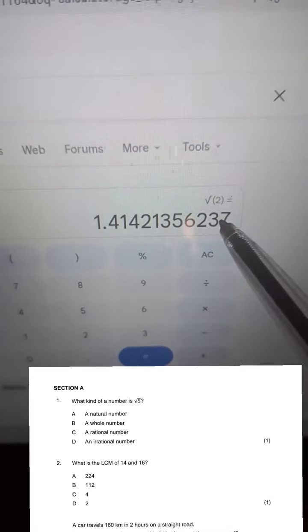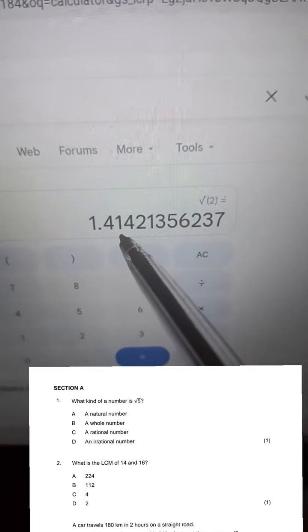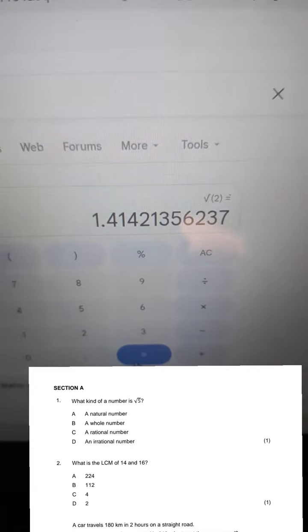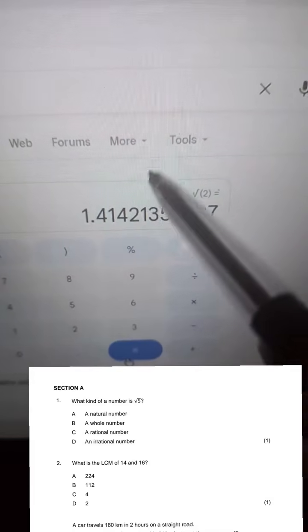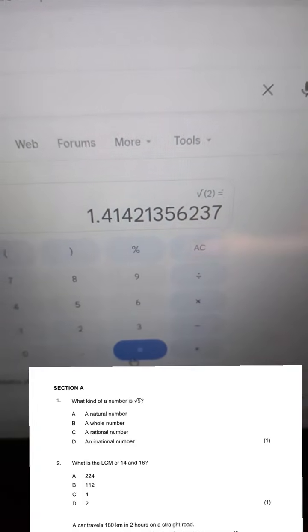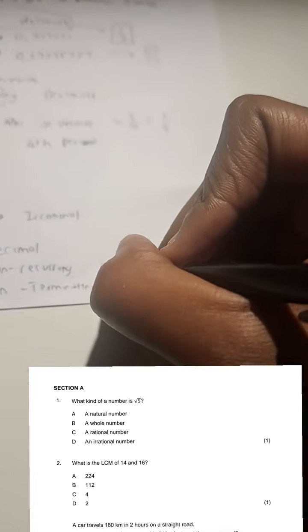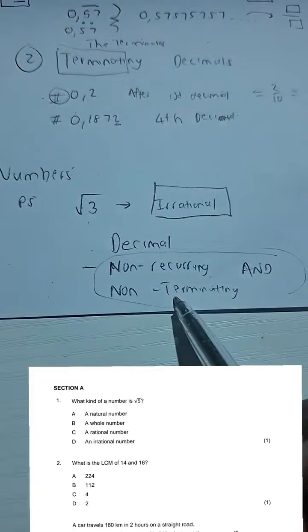Now, we say that this is a non-recurring decimal. Why do we say non-recurring? It's because there is no pattern of repetition. 4, 1, 4, 2, what a change. 1, 3, it changes. 5, 6, no pattern. No pattern of repetition at all. We say it is also non-terminating. So it's both non-recurring and non-terminating. Those are irrational numbers.